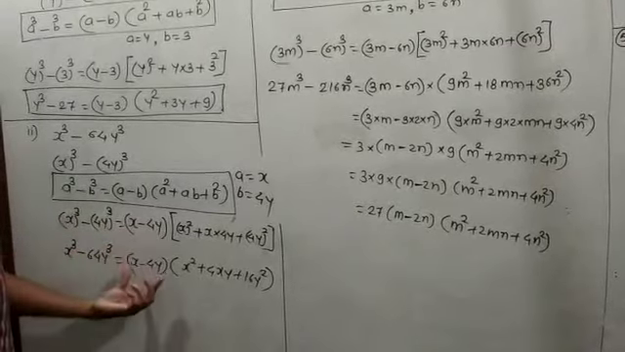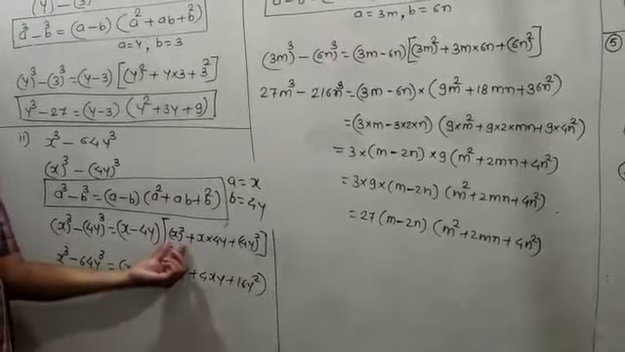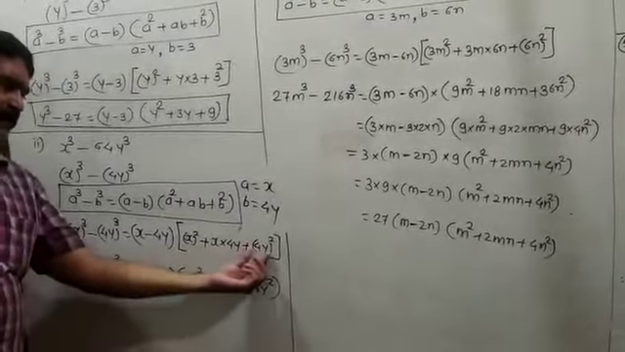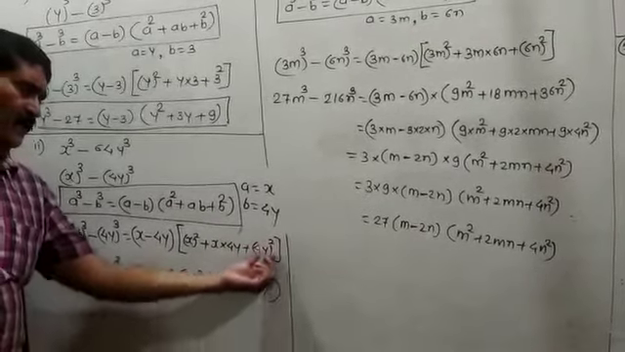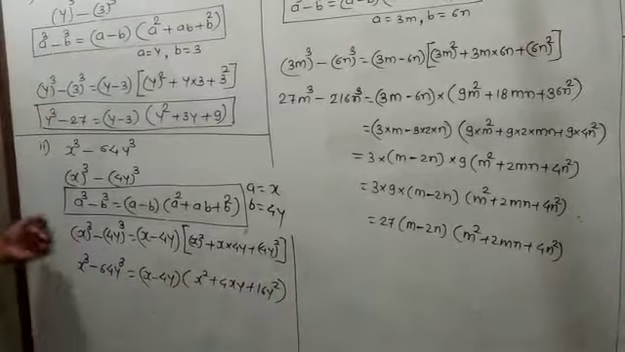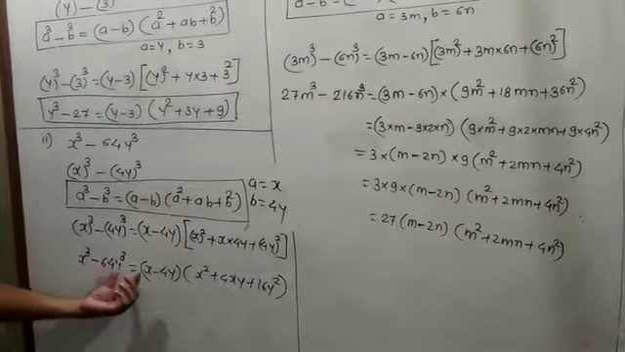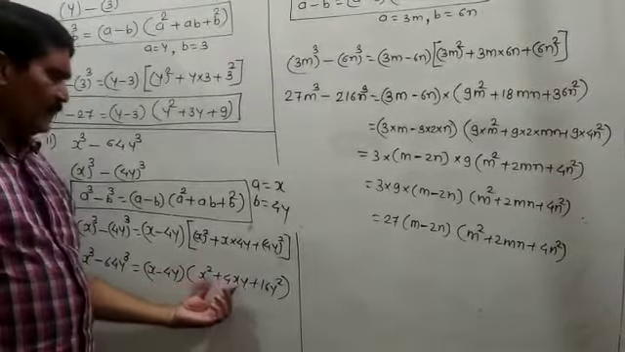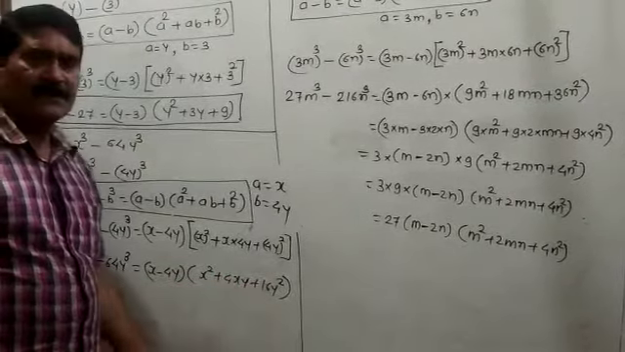Then x minus 4y as it is you have to write, square of x is x square, 4 multiplied by xy is equal to 4xy, square of 4 is 16, square of y is y square, so 16y square. And from that we will get x cube minus 64y cube is equal to x minus 4y in one bracket, in another bracket x square plus 4xy plus 16y square.